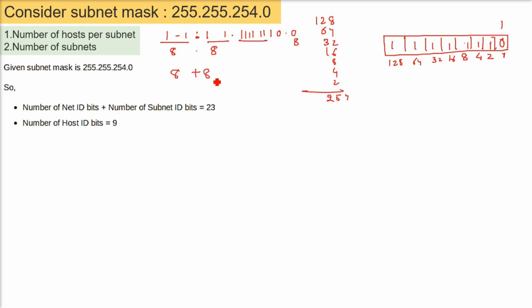So 8 plus 8 plus 7. How many ones do you have to compute? How many ones are there? So 8 plus 8 is 16, 16 plus 7 is 23. So the number of ones is 23.